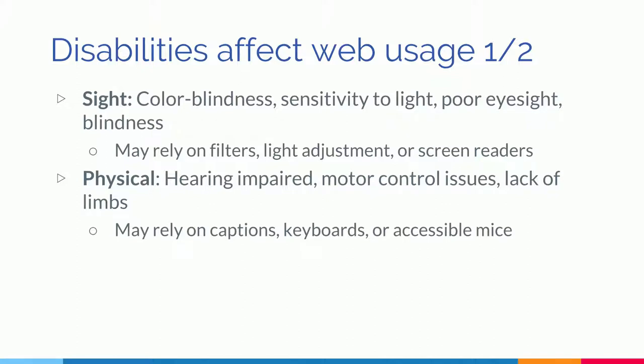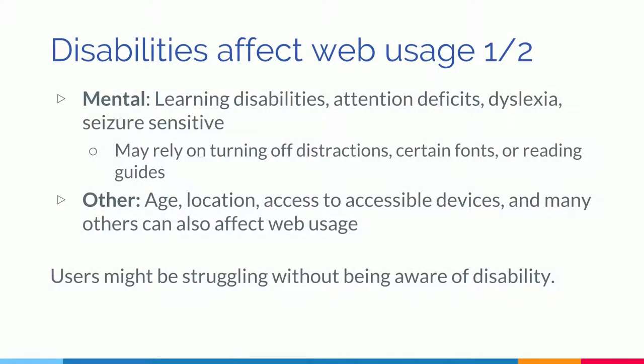They may rely on keyboards or accessible mice. You may have users that are using vocal input controls, such as Dragon Naturally Speaking. They may not actually be able to touch any of the devices that they're accessing and are using computer software to get that information. You may also have mental disabilities, such as learning disabilities, attention deficit, dyslexia, or even seizure sensitivity. A lot of people forget the last one, and it's actually one of the biggest rules in WCAG, which is don't cause seizures.